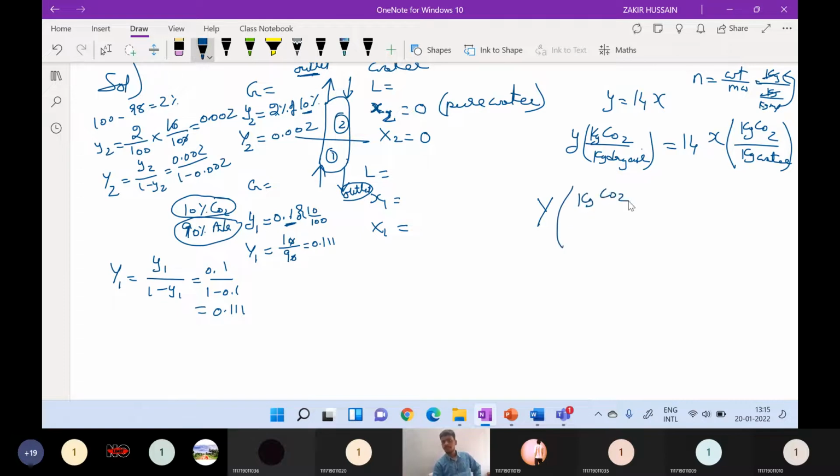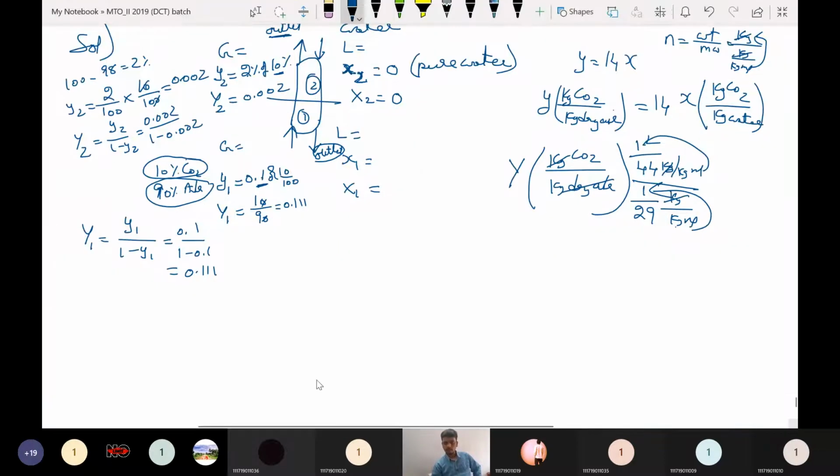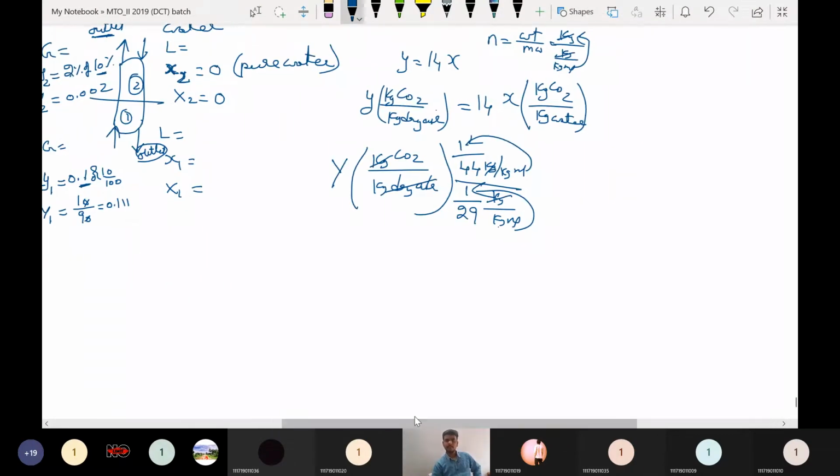That is kg CO2 per kg dry air. To convert this kg CO2 to molar ratio, we divide by the molecular weight of CO2, which is 44 kg per kg mole. So kg and kg cancel and it goes to the numerator. Then for the kg dry air, we convert once again into moles, so 1 divided by 29 kg per kg mole. Then kg and kg cancel out, and it goes to the numerator. Kilomole per kilomole will be the units for the molar ratios.